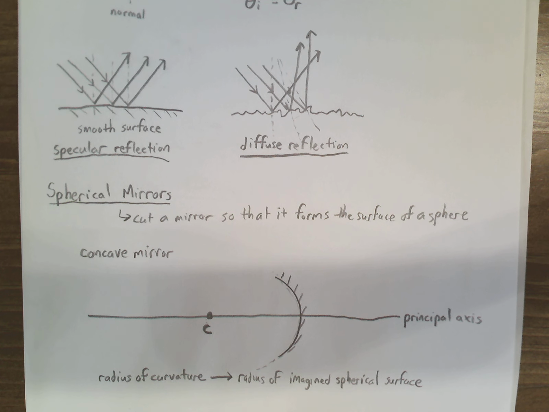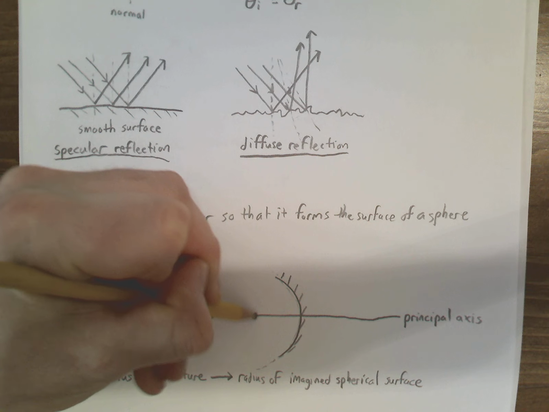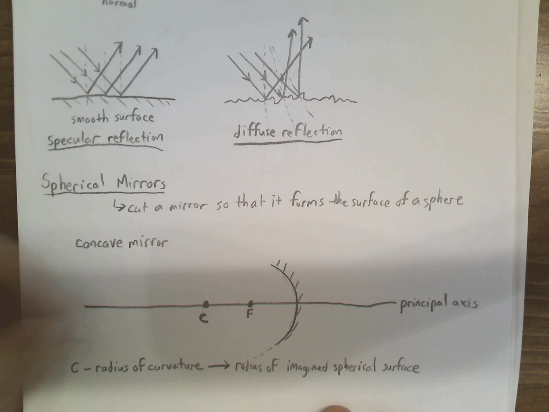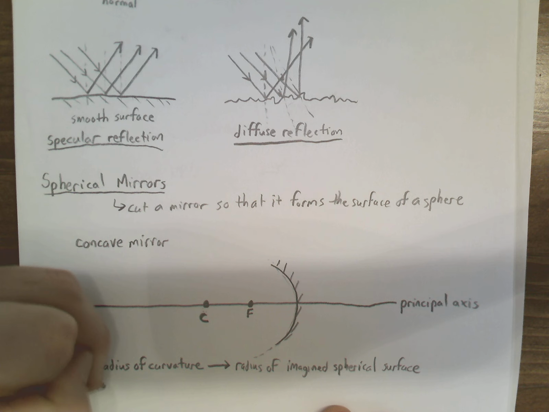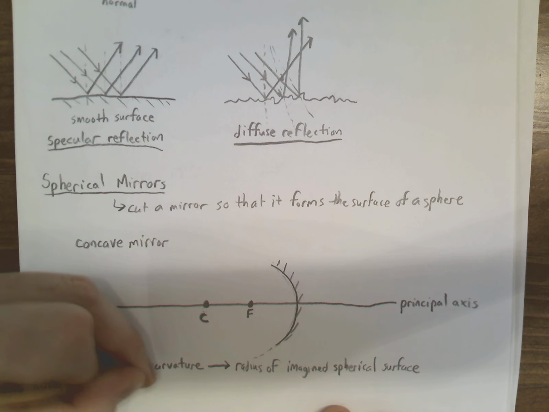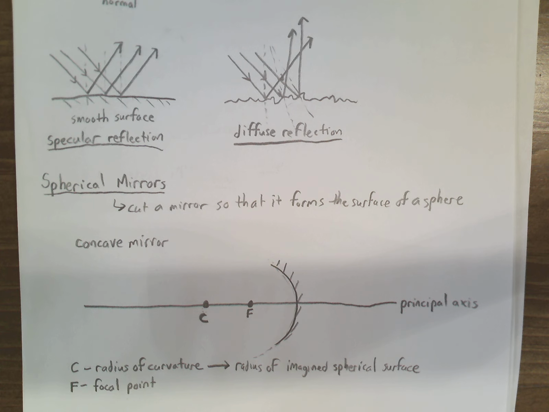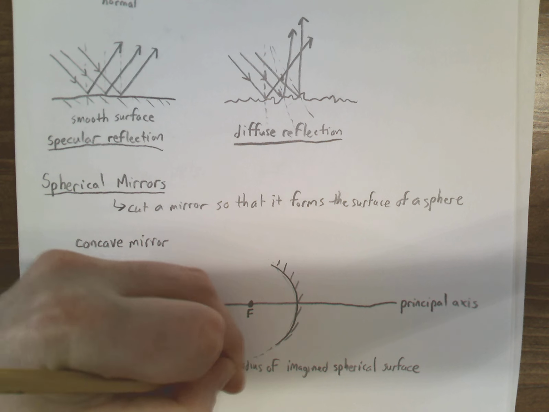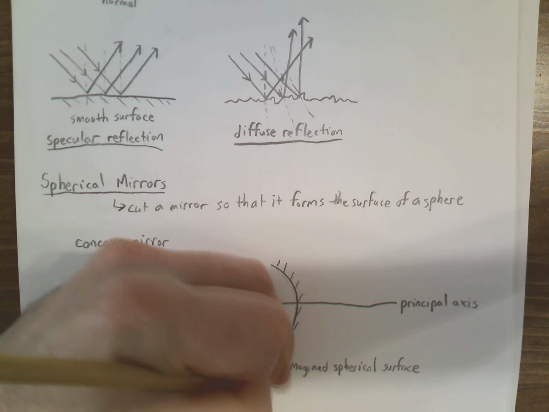A special point that we need to consider is the point halfway between C and the mirror itself. We're going to label that point here, and we're going to give it the name F. So C is the center of curvature, and F is what we know as the focal point. According to the law of reflection, when parallel light rays come in to this mirror, they should reflect into the focal point. This is a point where parallel rays will converge.